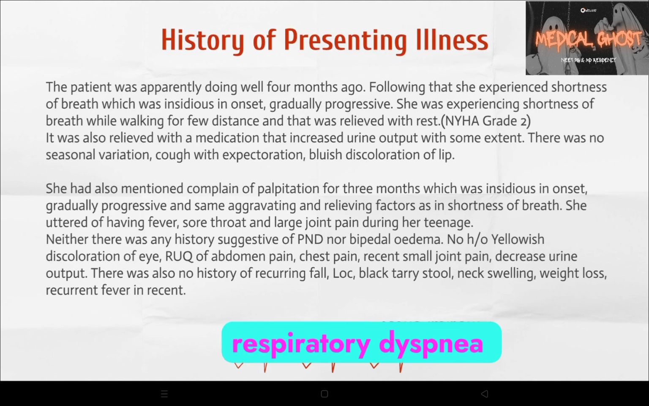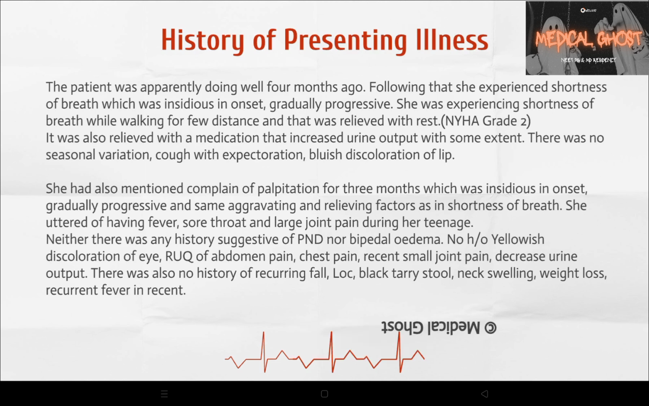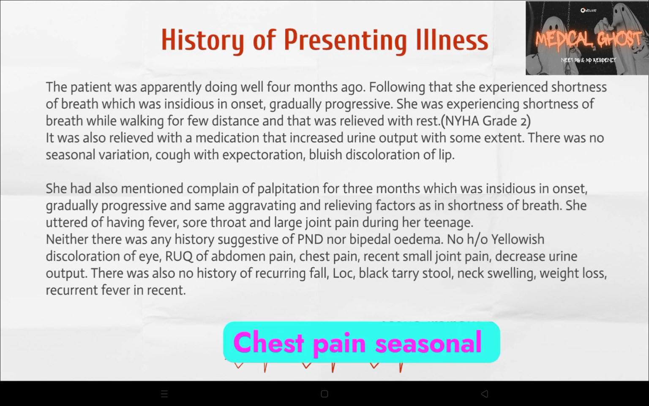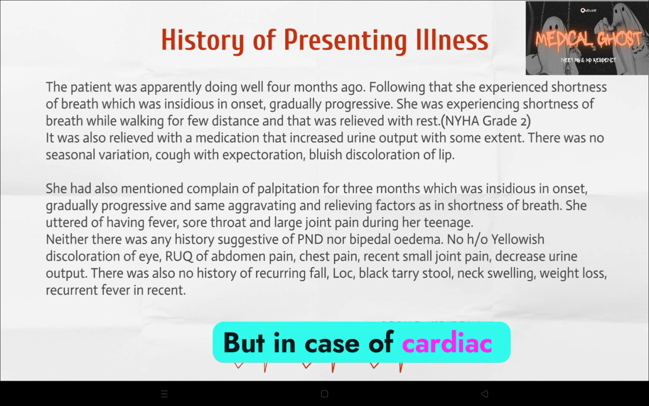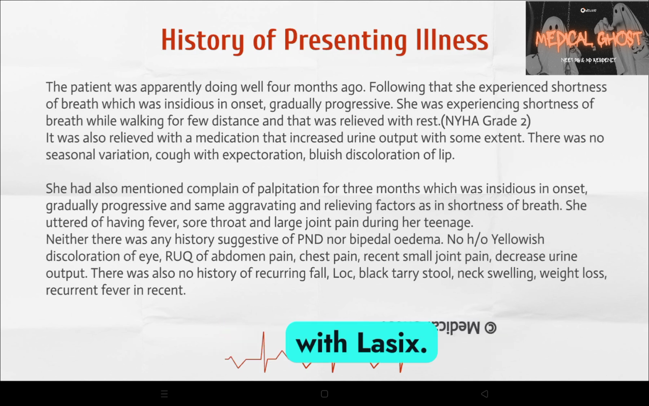Remember, respiratory dyspnea is associated with cough with expectoration, and it is generally associated with wheezing. Cardiac dyspnea may have wheeze, but generally respiratory dyspnea is associated with wheezing, and pleural type of chest pain, seasonal variation. So seasonal variation is associated with respiratory dyspnea. And respiratory dyspnea responds promptly to bronchodilator, but in case of cardiac dyspnea, it responds to Lasix generally.